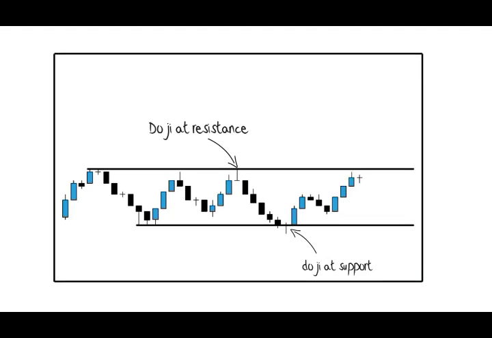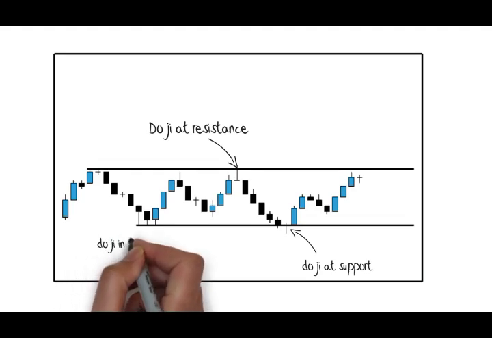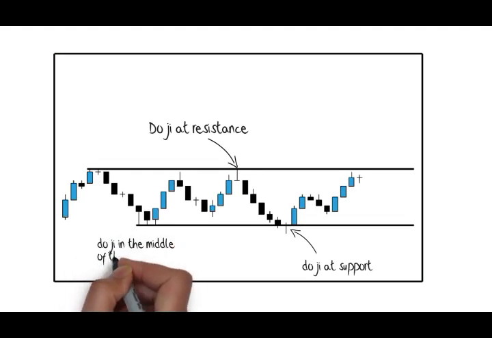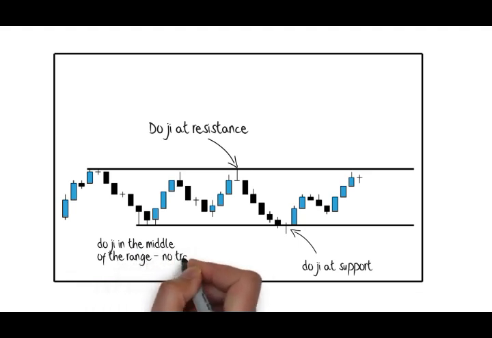The most important thing to remember when trading candlestick signals is to look at the context. A doji in the middle of a trading range means absolutely nothing and you should never trade it. A doji at support or resistance, however, is a completely different story. Now let's get into the interesting part.